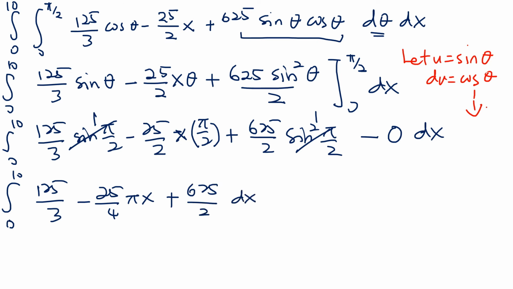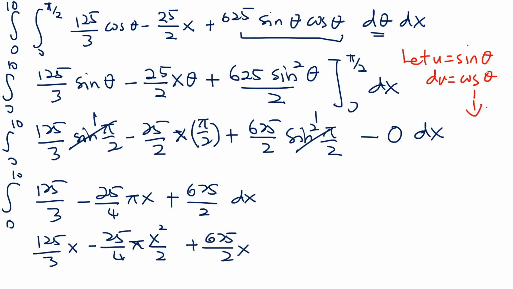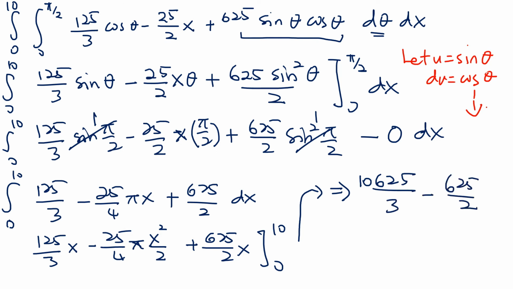Now integrate with respect to x. 125 over 3 x minus 25 over 4 pi x to the power of 2 over 2 plus 625 over 2 x, from 0 to n. Then you substitute the x. Substitute n here, and you will get the final answer, which is 10625 over 3 minus 625 over 2 pi. So this is the final answer.